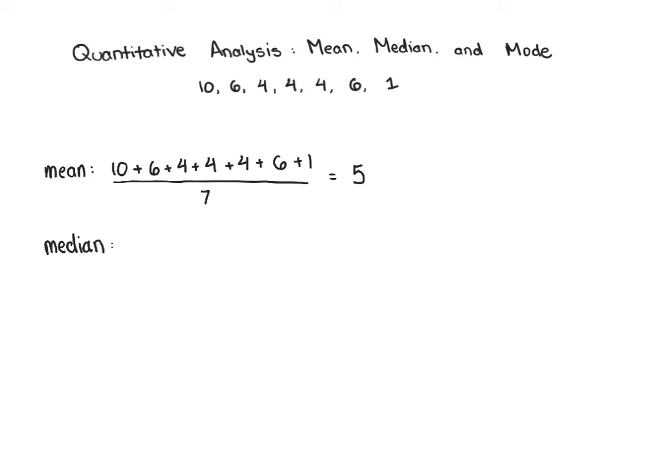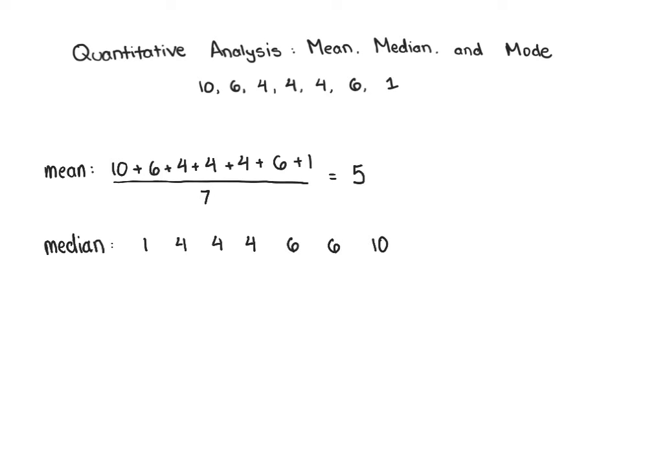The median is the number that's exactly in the center of our numbers when we order them from lowest to highest. So that'll be our first step, ordering these numbers. So we go from 1, 4, 4, 4, 6, 6, and 10.